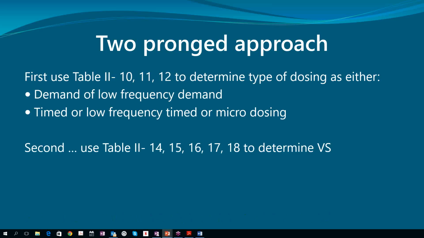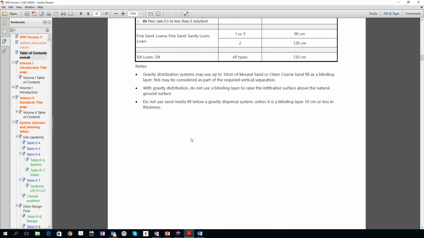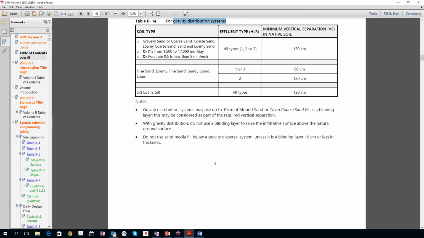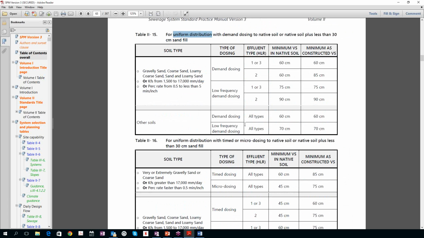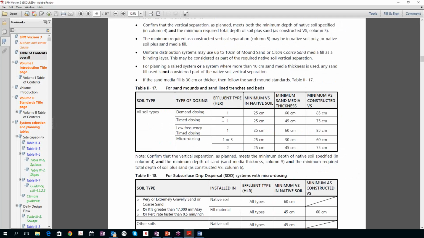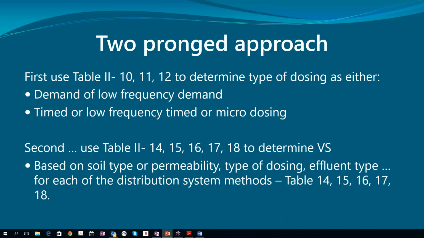And then we have a bunch of tables to determine VS, a different table for every type of dosing. So we have one table for gravity, and we have a table for uniform, which is drip or pressure, or maybe even CTDS in some cases, with demand dosing, another one for time dosing, another table for sand mounds, and another table for drip. That's our VS stuff. And then VS is based on soil type or permeability, type of dosing, and effluent type for each of those distribution methods.